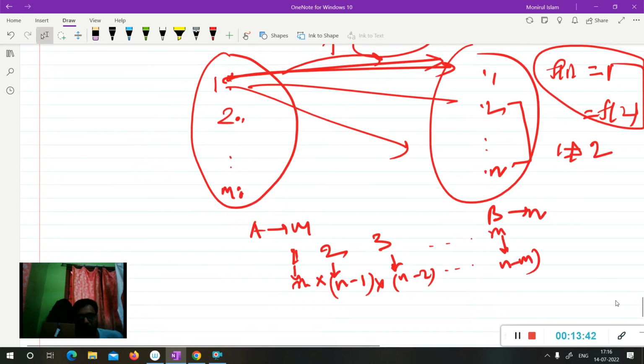It will be n minus m plus 1 choices. Why plus 1? Because if it is injective, then its cardinality n will be greater than m, right? So n minus m plus 1. So you have to make this product.